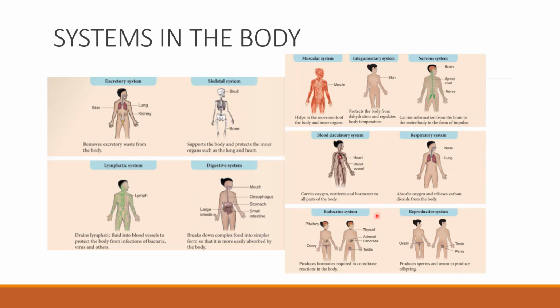Endocrine system, which basically means your hormone system. The main organs are the pituitary gland, the ovary, the thyroid, the adrenal glands, the pancreas, and the testes. They produce hormones required to coordinate reactions in the body. Next up is the reproductive system. For males, it will be their testes and penis, and for women, their ovaries as their organs. It produces sperm and ovum to produce offspring.